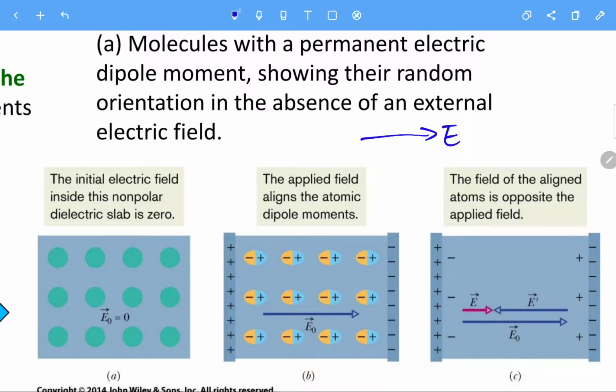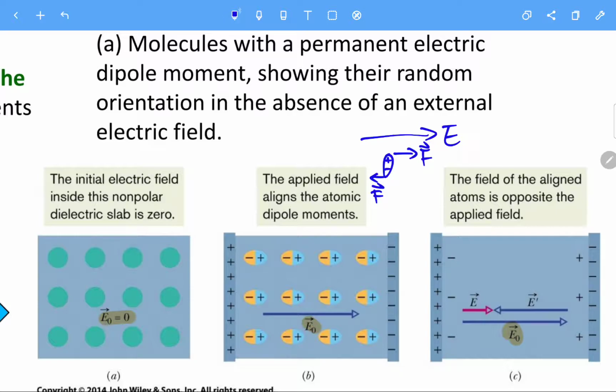Suppose an E field. For the positive charge, there will be a force acting to the right side, and for the negative charge, there will be a force acting to the left side. So it will generally point like this: positive side on the right side, negative charge on the left side. In this case, all this dipole will generate is an E field pointing to the left, which means that inside this material, part of the external E field, this is E naught. E naught is the external E field.